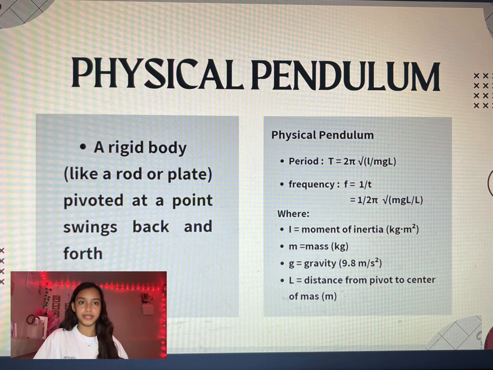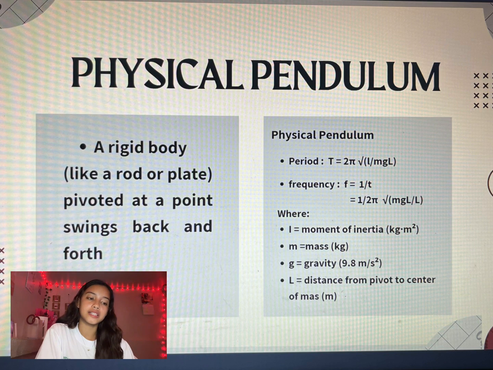Next, we're going to tackle the physical pendulum. A physical pendulum is a rigid body, like a rod or plate, pivoted at a point, that swings back and forth around a fixed point when displaced from its equilibrium position, unlike a simple pendulum, which uses a small mass and a string. A physical pendulum considers the distribution of mass within the object.